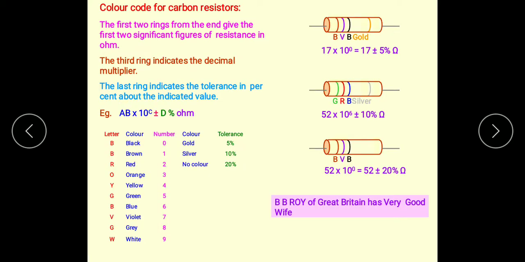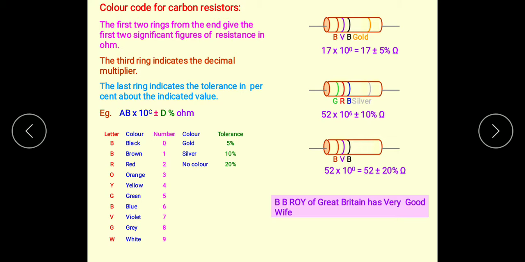Next is the carbon resistors. For having a resistance of like 8,000 or 10,000, or more than this, we cannot use simple wires like copper wires or aluminum wire. These wires don't offer such high resistance. For having such high resistance, we have to use other materials. So for this purpose we use carbon.